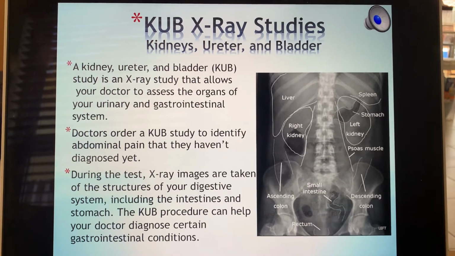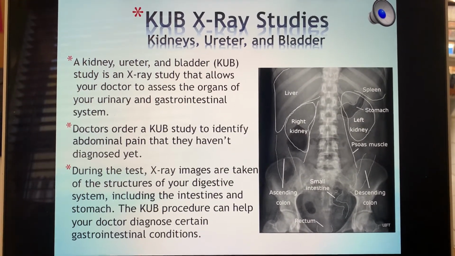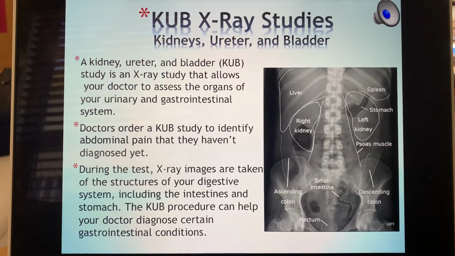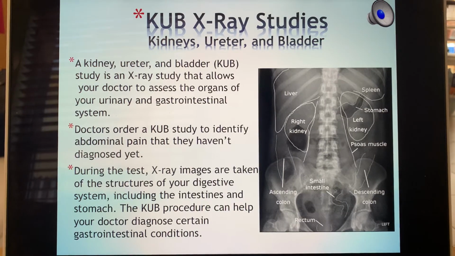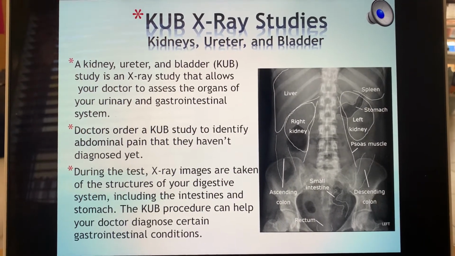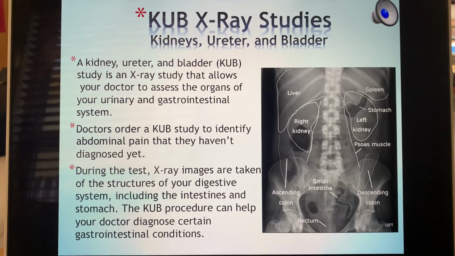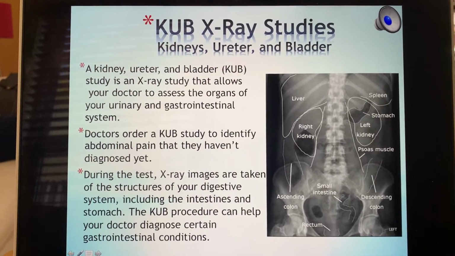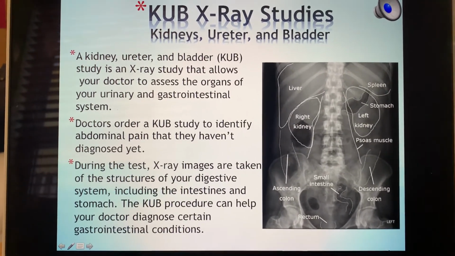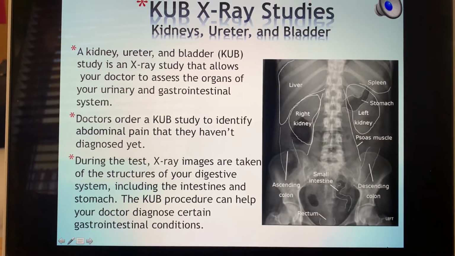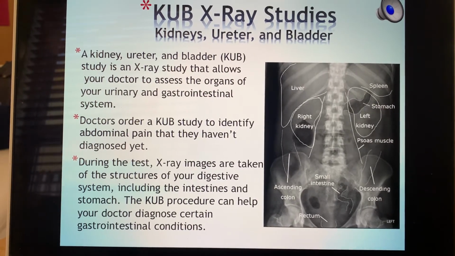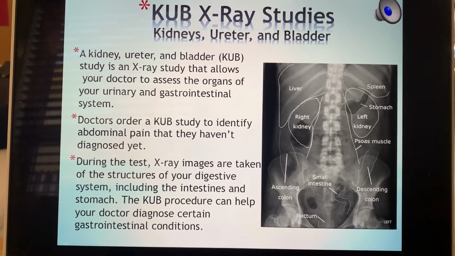KUB X-ray studies, which means kidneys, ureters, and bladder. A kidney, ureter, and bladder KUB study is an X-ray study that allows your doctor to assess the organs of your urinary and gastrointestinal system. Doctors order a KUB study to identify abdominal pain that they haven't diagnosed yet. During the test, X-ray images are taken of the structures of your digestive system, including the intestines and stomach. The KUB procedure can help your doctor diagnose certain gastrointestinal conditions.